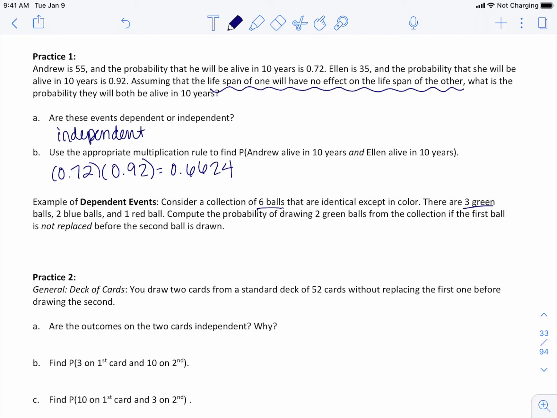So the probability of pulling a green one first is 3 out of 6. Now the ball is not replaced, meaning now there are 2 green and only 5 in total. So we're going to multiply that with 2/5. This is going to give us 6 out of 30 or 1/5.